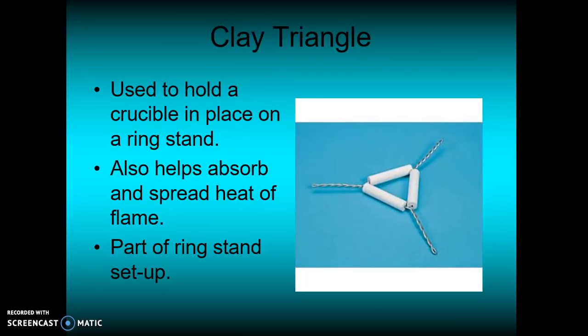Clay triangles. These are used to hold a crucible in place on a ring stand and also help to absorb and spread the heat of a flame, as part of the ring stand. You can also use them when you're heating an evaporating dish, or any substance in a crucible or evaporating dish.